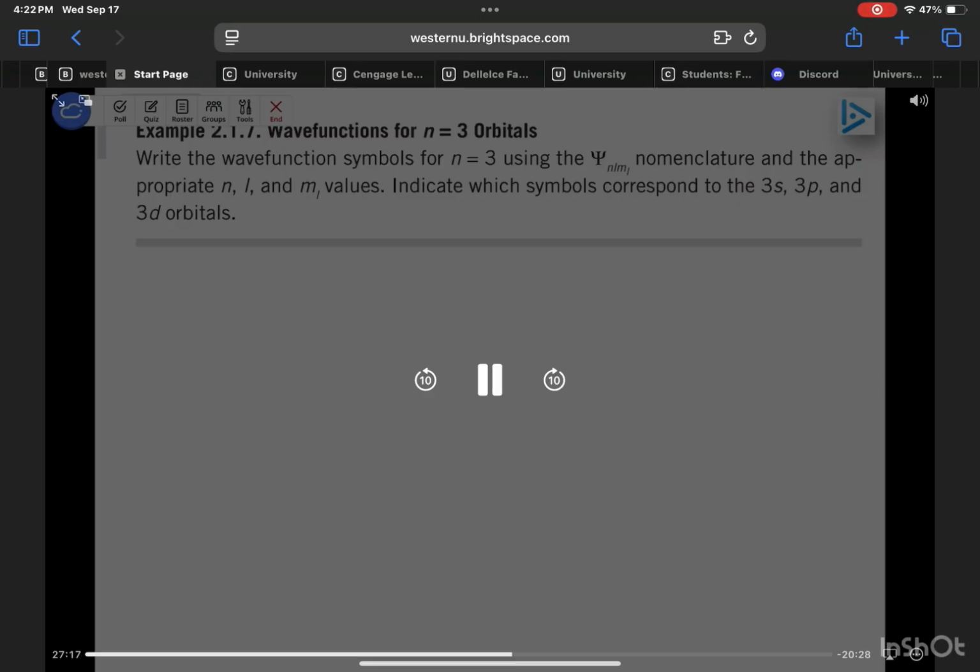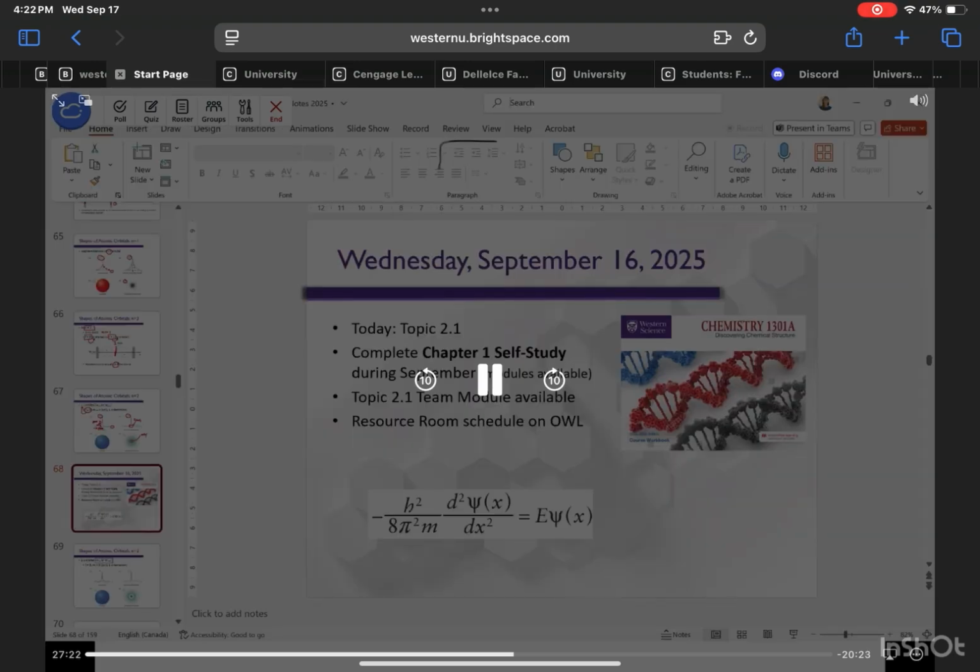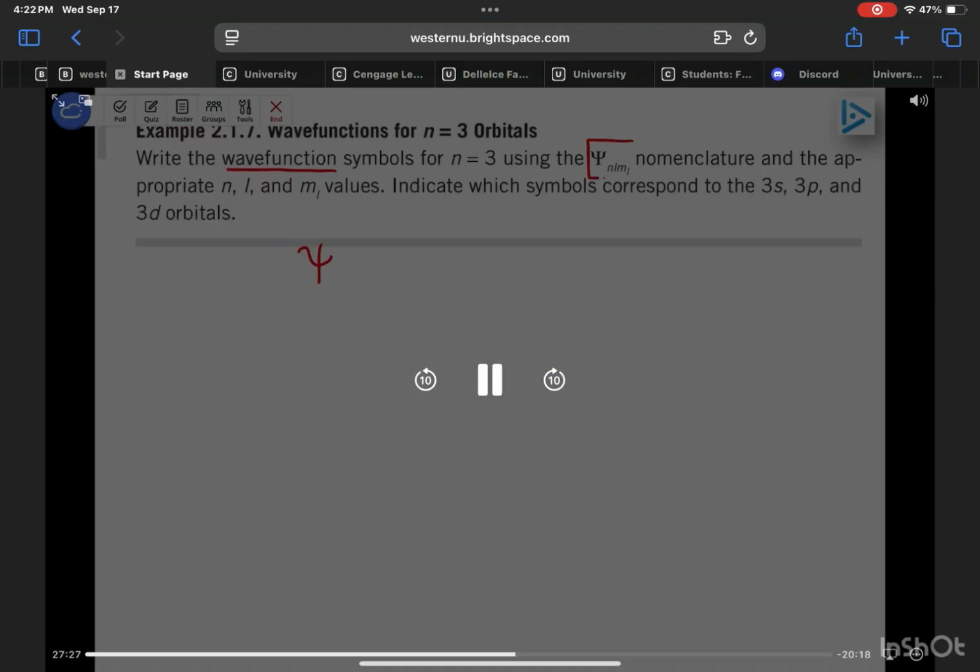So we want to write the wave function symbols, that's this, when n equals 3, right here. And we're going to use the nomenclature using the first 3 quantum numbers. Then we want to identify which one is 3s, 3p, and 3d. So let's start where all of these are going to be n equals 3. That's our principal quantum number. Then we're going to have the 3 L options.